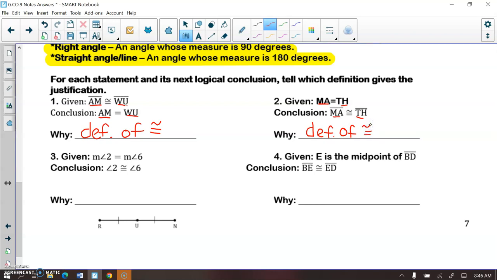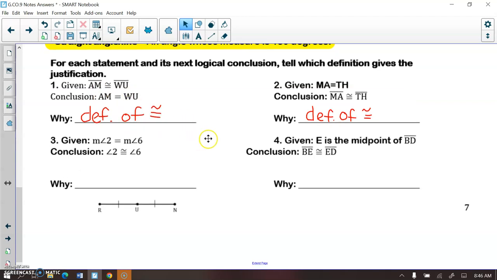Now, the reason why we would need to change the segments being congruent into the segments being equal would be something like if we were using numbers, and we needed to substitute numbers into our segment lengths. Then we would need them to be equal. We cannot substitute numbers into our segments when they have the congruent symbol. So this is something that we will do a lot this year, is changing from segments being congruent to segments being equal.